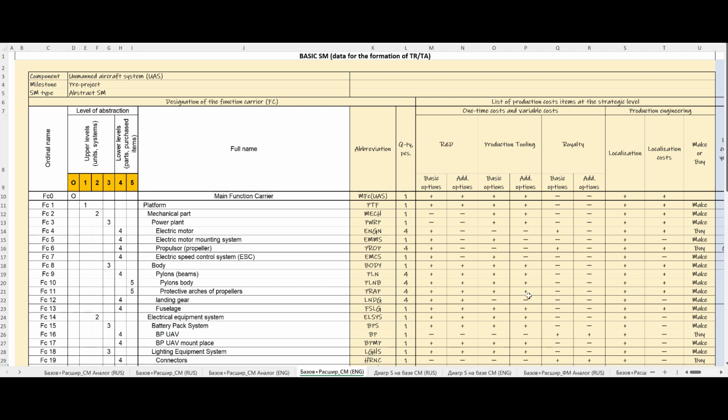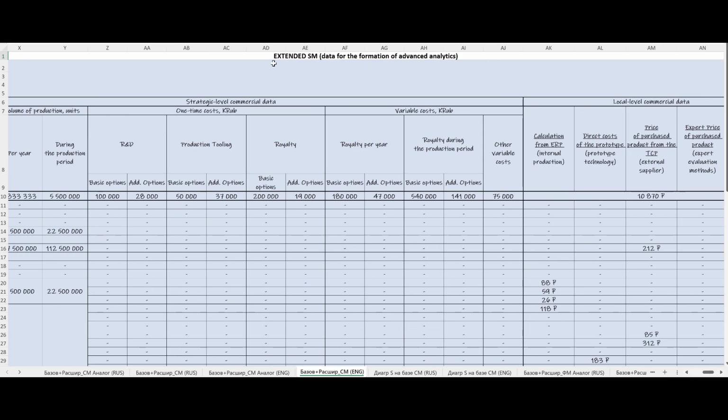Let me remind you that the concept of the main or indivisible carrier of function was formulated by us in issue number 7 of the theoretical course, by analogy with the concept of the main function used in classical value analysis, so I will not dwell on it. As we can see, the volume of initial data generated by us at the first 6 stages of the analysis is sufficient to fill in only part of the fields of the basic and extended structural model form.